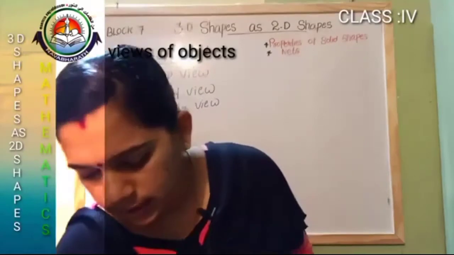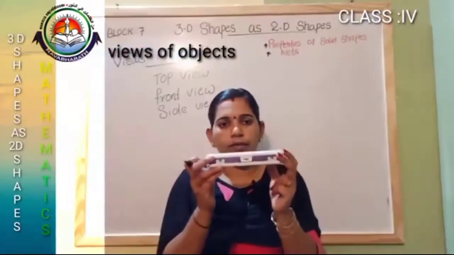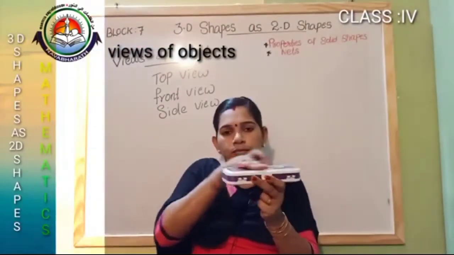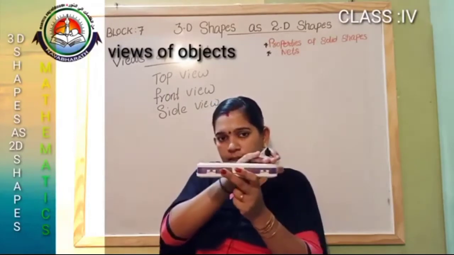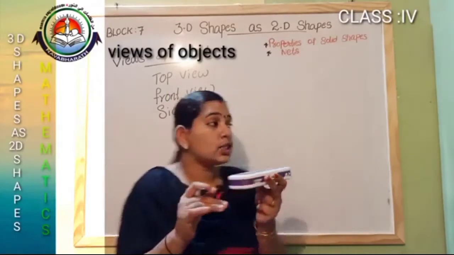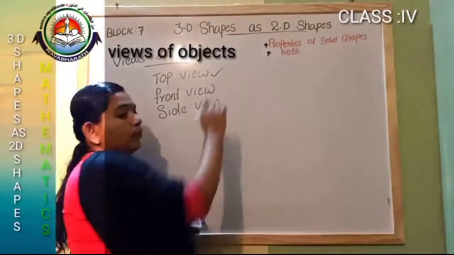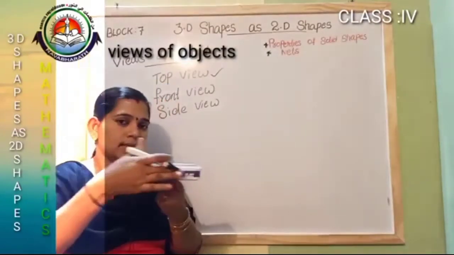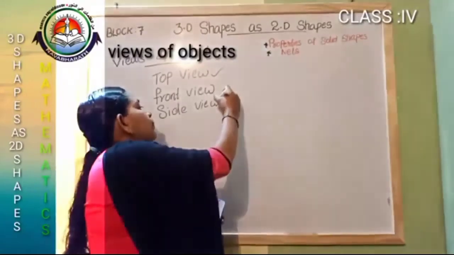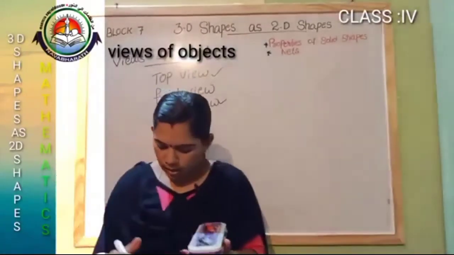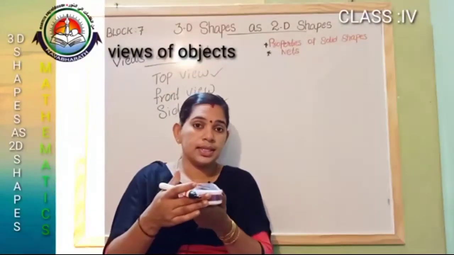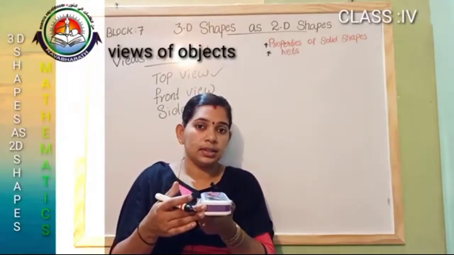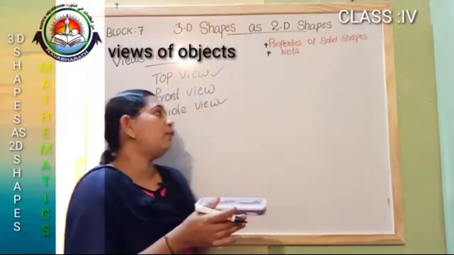Look at this box. I have one box here. Which view is this? Yes, top view. Then this is the side view. And this is which view? Front view. Okay.